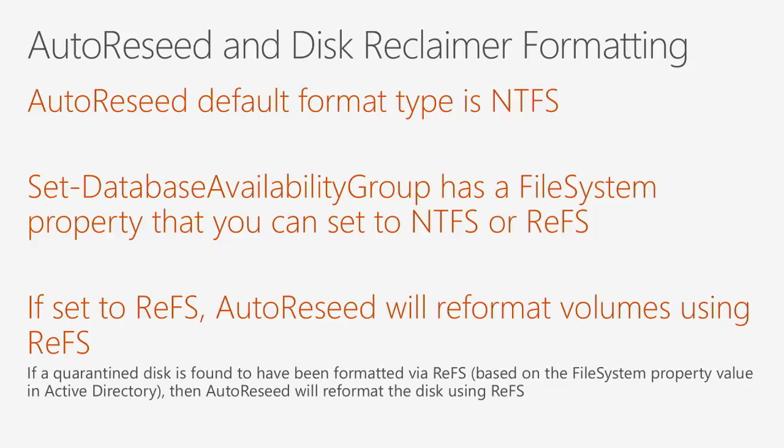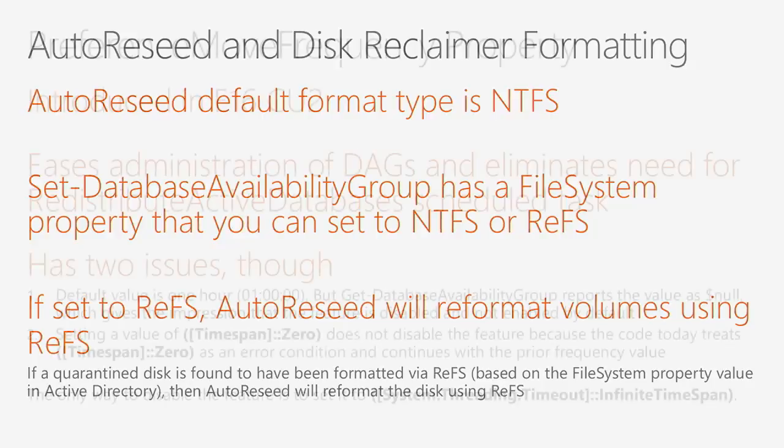And typically that's what you need to do, because if auto-reseed sees a quarantined NTFS disk, it's going to reformat it NTFS, even though you might want to move to ReFS. So keep that in mind. There's a file system property that you can set for the DAG, and when you do that, auto-reseed will honor that and use that for the file format.